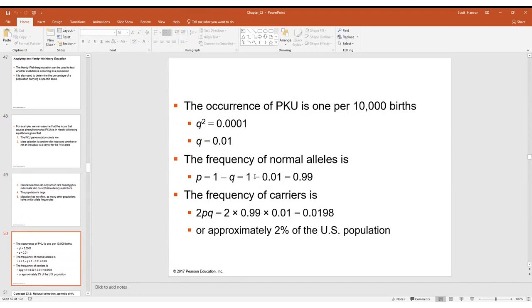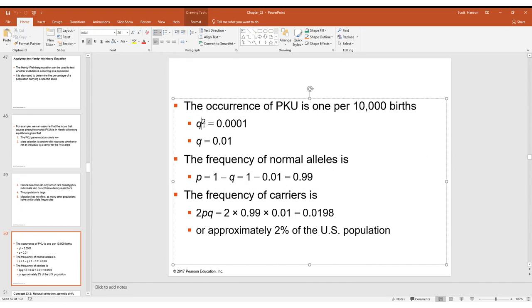Now, the occurrence of the PKU condition is actually 1 per 10,000 births. And so the PKU allele is recessive again. So in order to have the PKU condition, you've got to be homozygous for the PKU allele. You've got to have 2 of those PKU alleles. So in other words, you've got to be Q squared in the Hardy-Weinberg equation.